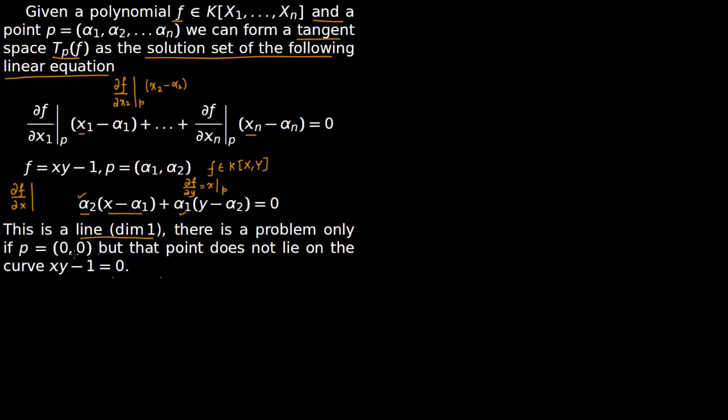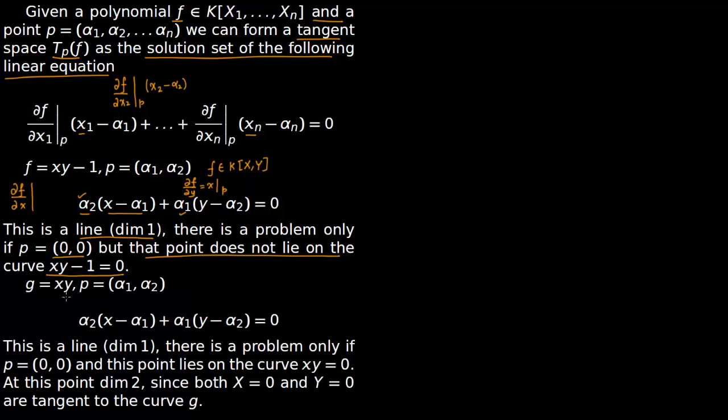The only problem is when you have the point (0, 0). Because if alpha 1 and alpha 2 are both 0, then you can plug in any value of x and y. The dimension will become 2, because no matter what x and y you plug in, this equation will always be satisfied. But we don't have a problem here, because the point (0, 0) does not lie on our curve xy minus 1 equals 0. Plugging in x as 0 and y as 0, you get minus 1, which is not equal to 0. So this point does not lie on the curve, so we do not have a problem.